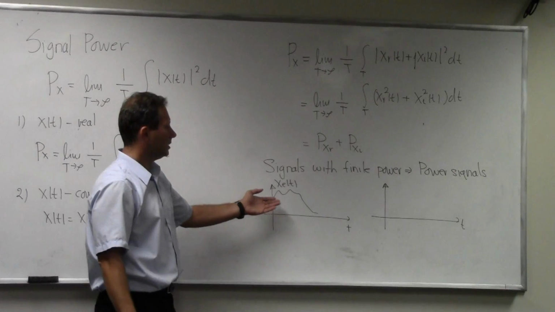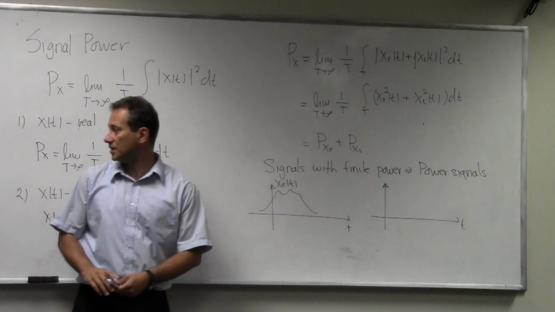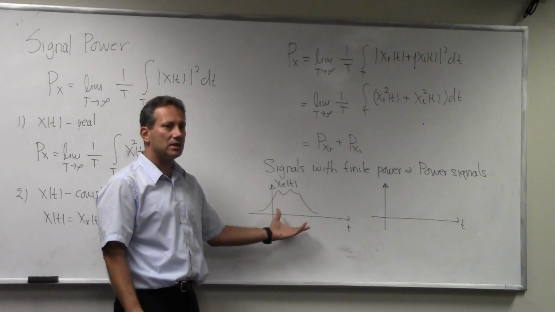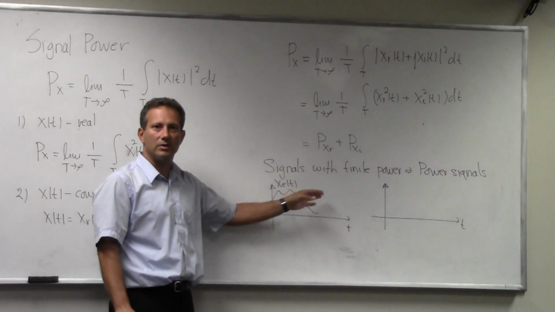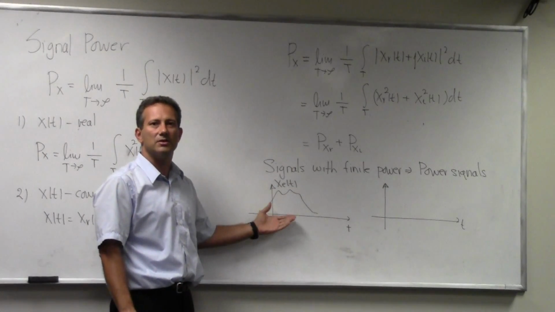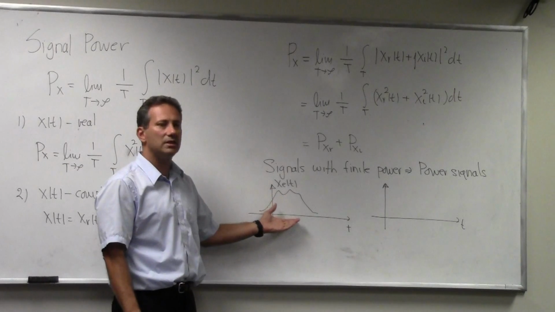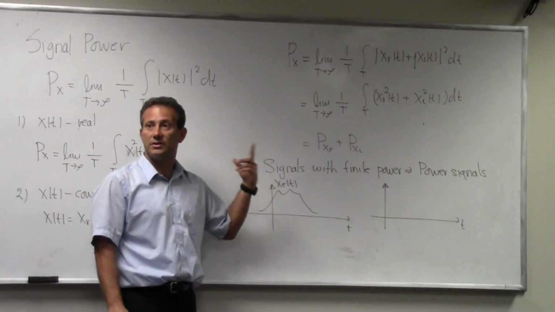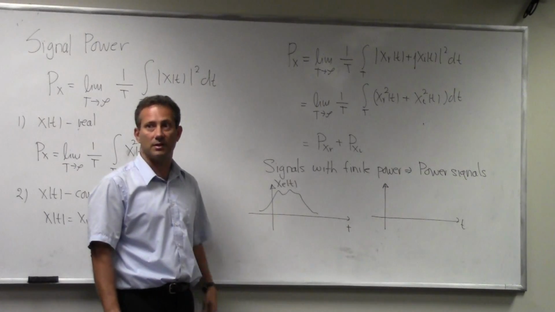It doesn't have to be this way. The strict definition is given here, but if you look at this signal and it's localized in time and dies away after a certain time, this is an energy signal. Intuitively, you can see that if you square this and take the area under the curve, you're going to get a single number, right? The energy of the signal.